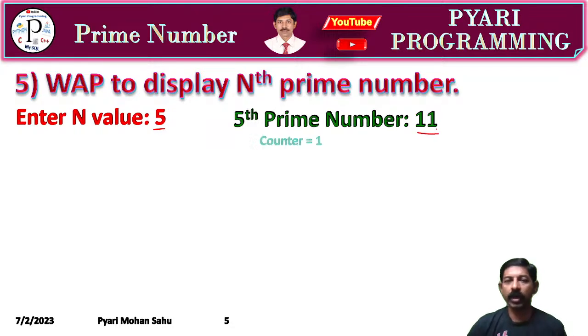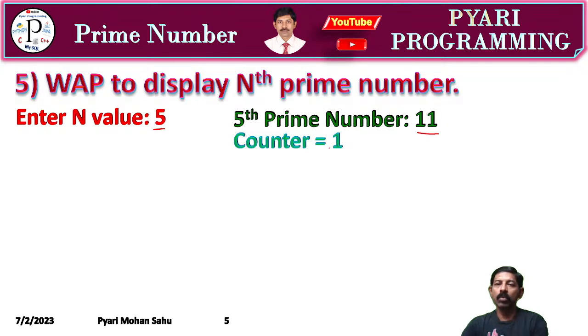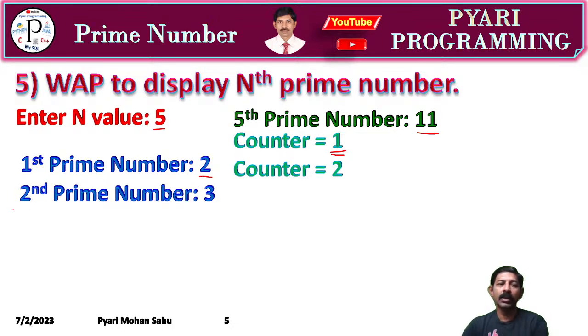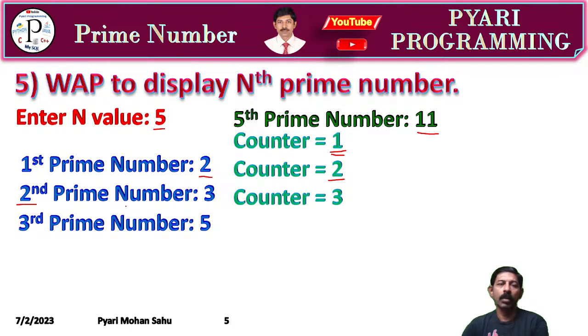How? Let's check. Initially my counter will be 1. And I got a prime number. Once I got the prime number, this is my first prime number because counter is 1. I will increase the counter to 2. I will check for the next prime number. When I get the second prime number, I will increase the counter again. The counter will become 3. Again, I will check for the prime number. Once I got the prime number, that will be my third prime number. Once I got the third prime number, I will increase the counter by 1, which will make 4.